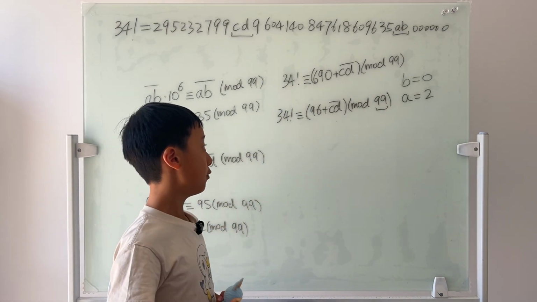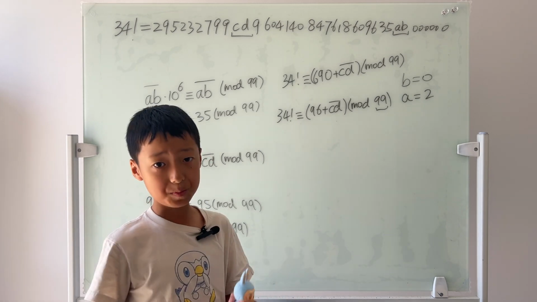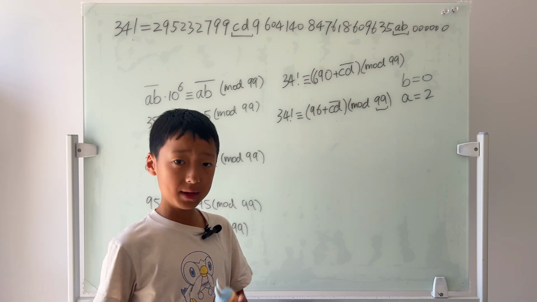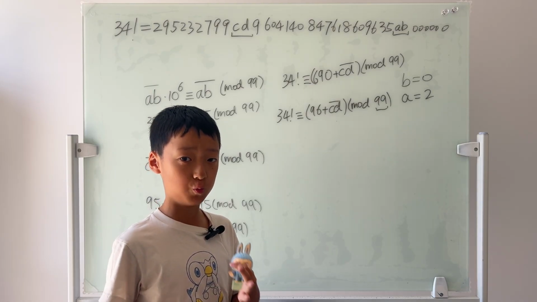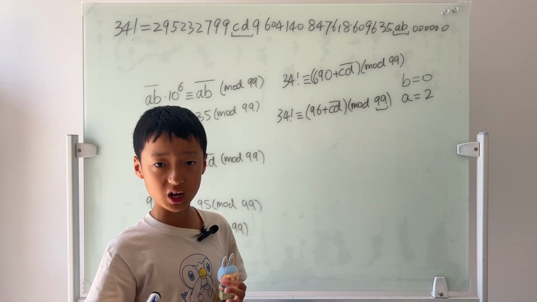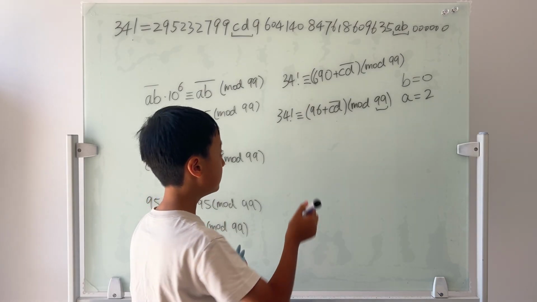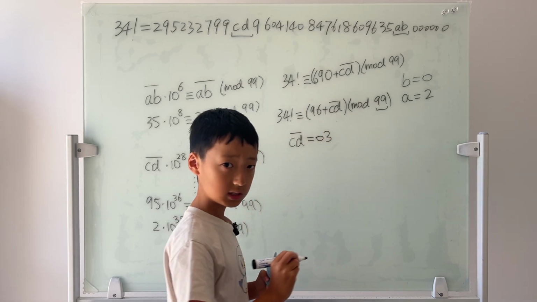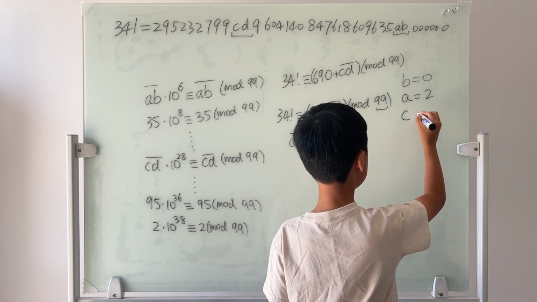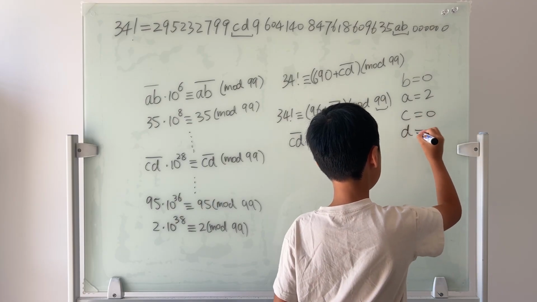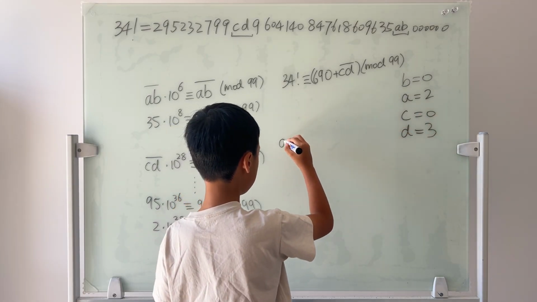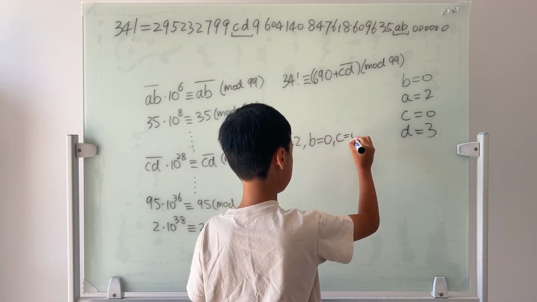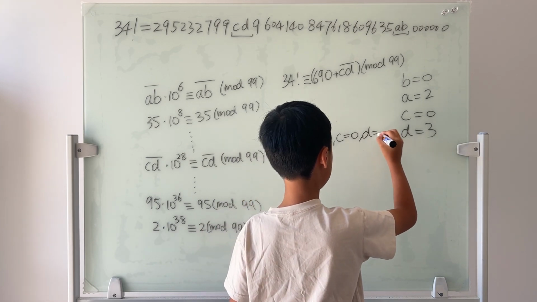And this is the beautiful part. This inside has to be a multiple of 99. But it can only be 99 times 1. Because if it was 99 times 2, which is 198, then CD would be a 3-digit number, which is illegal. So CD is equal to 03, right? So C is equal to 0, and D is equal to 3. A is equal to 2, B is equal to 0, C is equal to 0, and D is equal to 3.